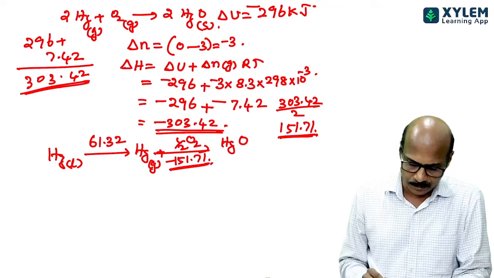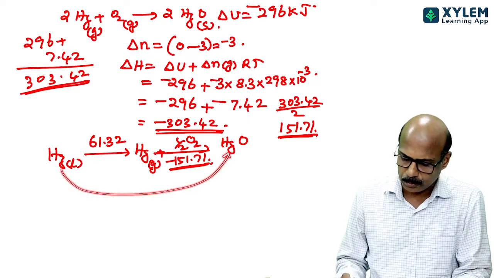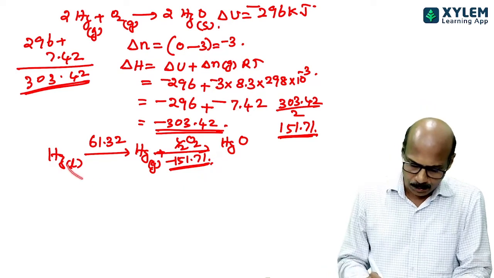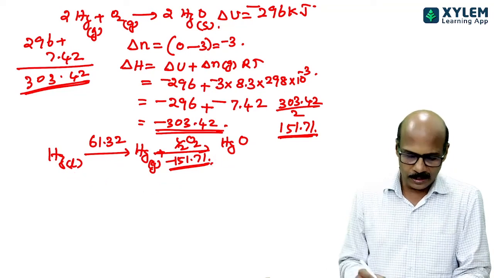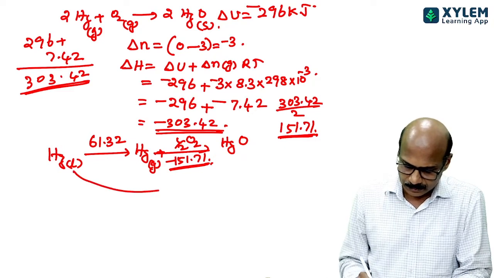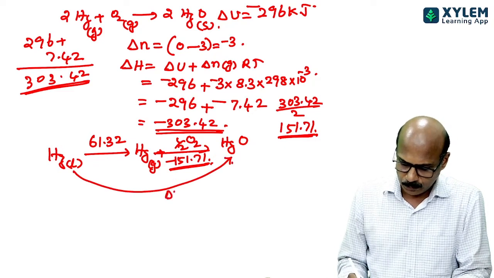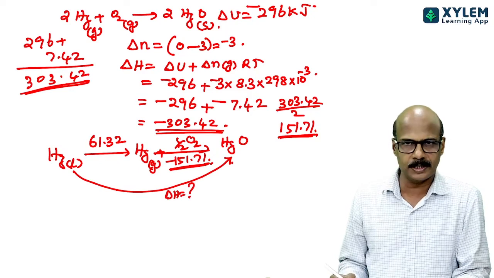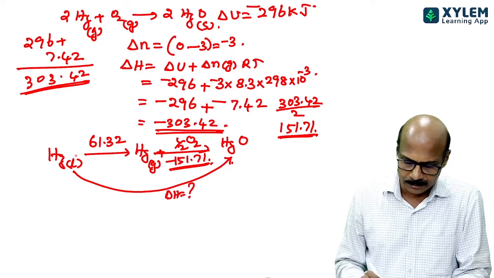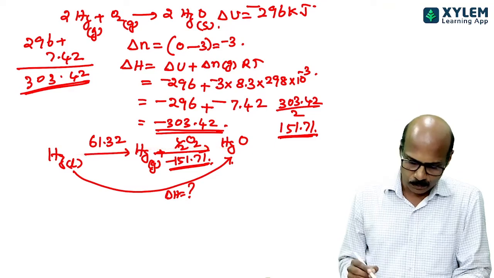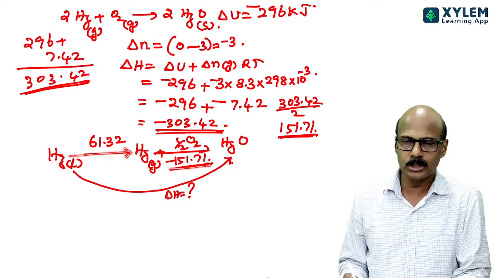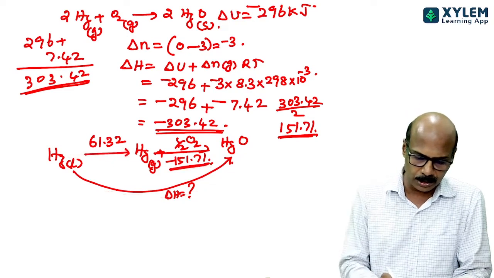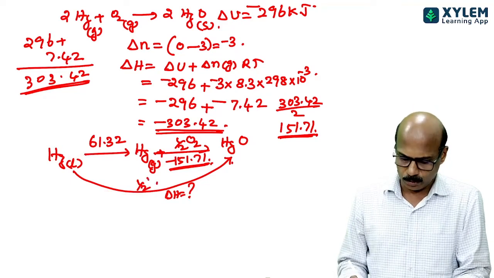You want to determine mercury liquid converted into mercuric oxide solid. You want to find out the delta H during this process. You know Hess's law. Hess's law says enthalpy change during the single step, if you want to find it out, you can add the enthalpy change in the intervening steps. So enthalpy change of 61.32 plus negative 151.71 should give you enthalpy change during the single step. That is what you want to find out.